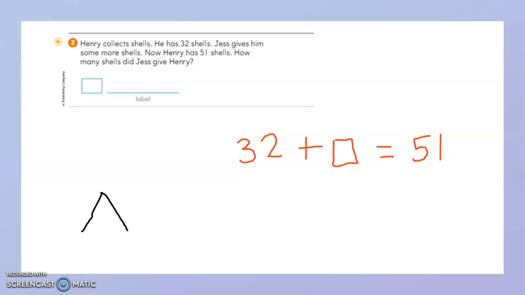Okay. If you like to add, you can use the adding up method, or we could subtract. Let's put this into our mountain. 51 is the total that goes on the top. 32 is the partner that we know. And our unknown. Okay, 32 plus unknown gets us 51, or we can subtract down the side of the mountain to find our missing partner.